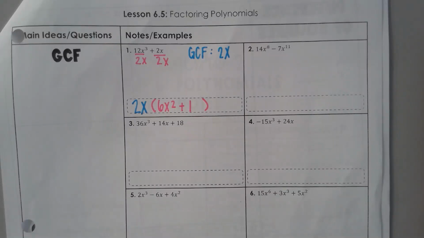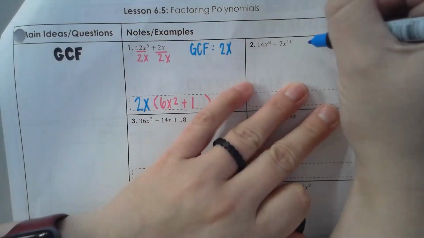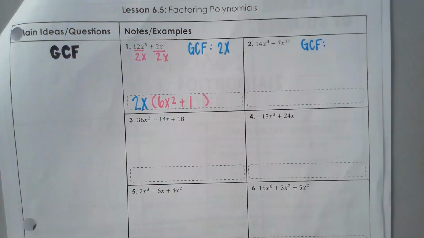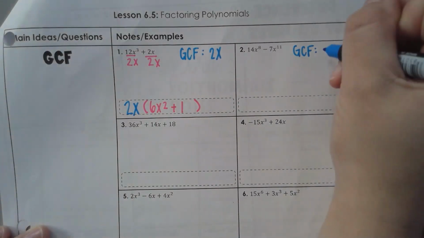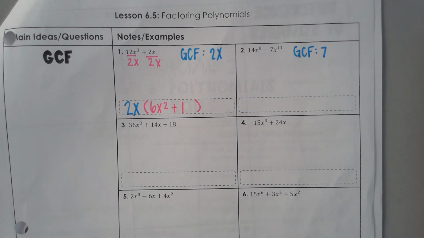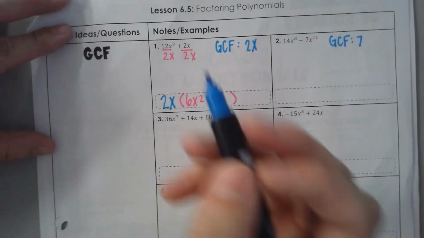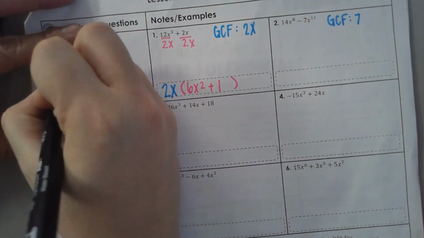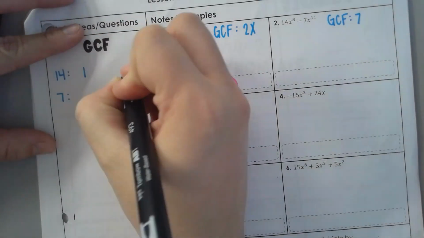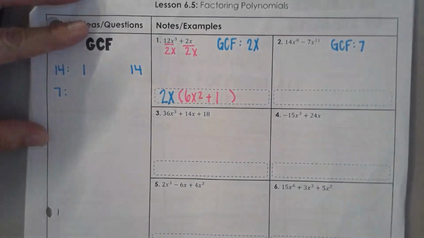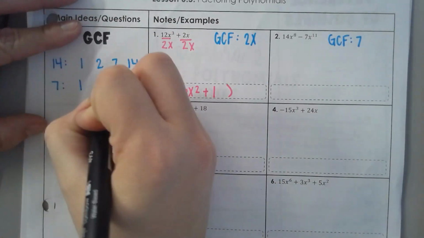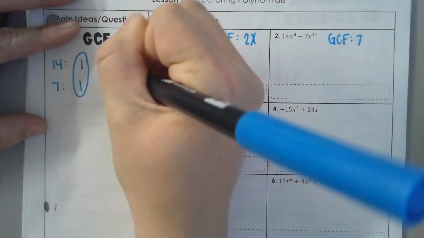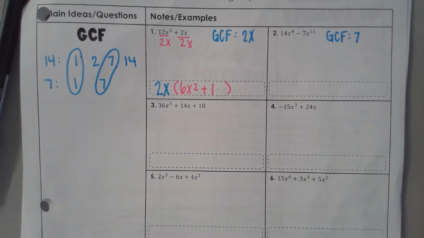All right, number 2. So let's start with finding the GCF. 14 and 7. The GCF is 7. You can divide both of those by 7. How do you figure out the GCF? Well, 14, how do you multiply to get 14? Start with 1. 1 and 14, what else? 2 and 7. And then how do you multiply to get 7? 1 and 7. So they have a 1 in common. They have a 7 in common. I want the greatest, the biggest.